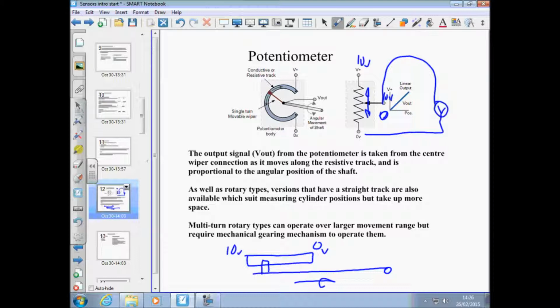Also with rotary, you can get types that are multi-turn. So therefore you could put it on something that's going to go round more than once, and you can actually get a much longer range. But then you're looking at requiring a mechanical gearing mechanism to operate those.